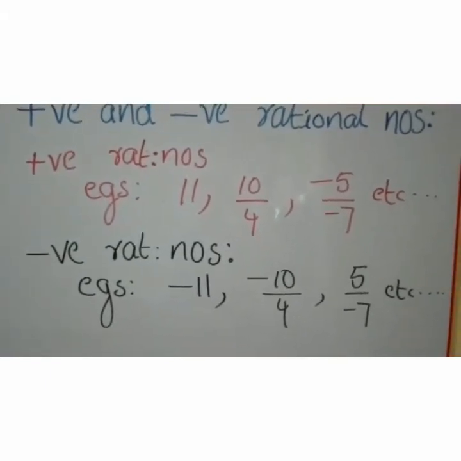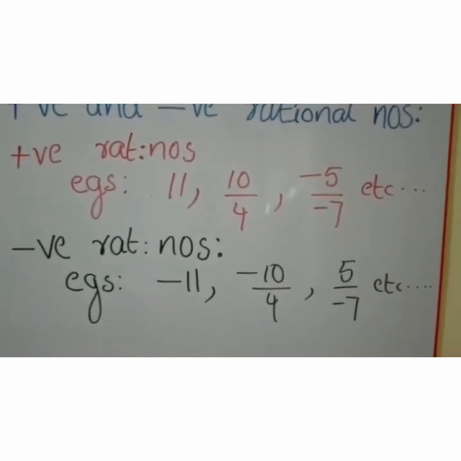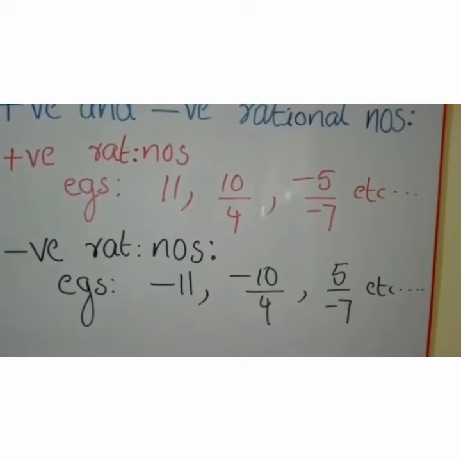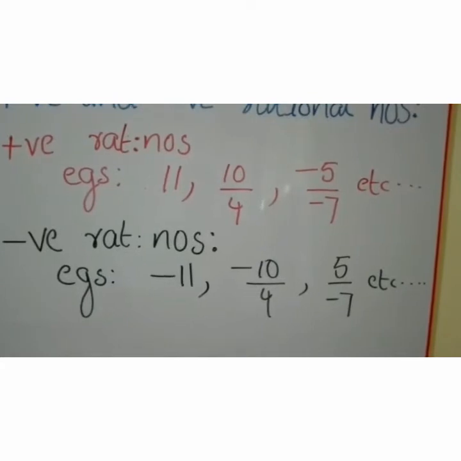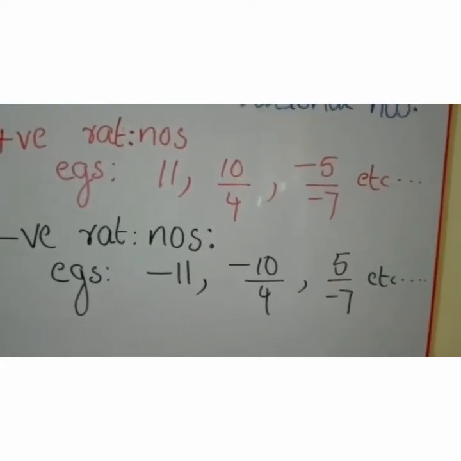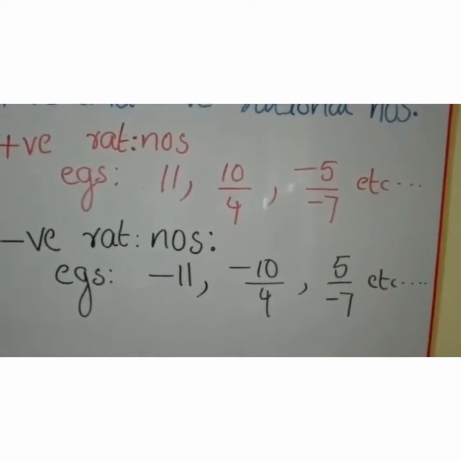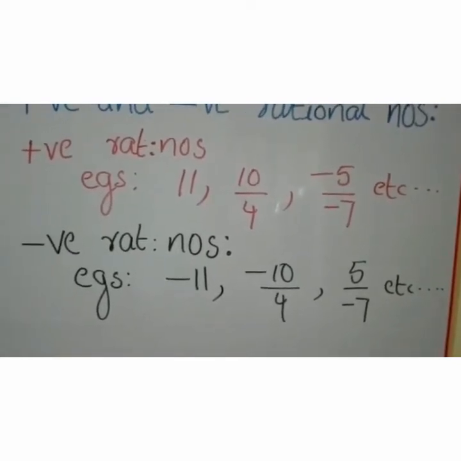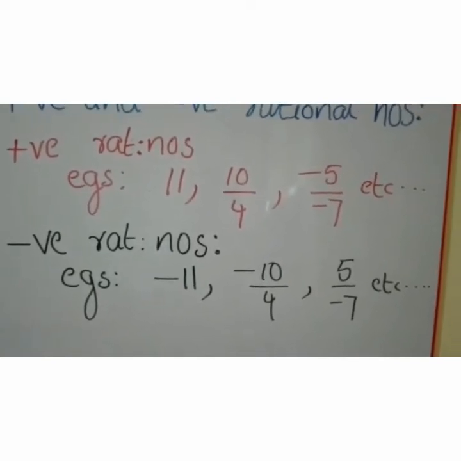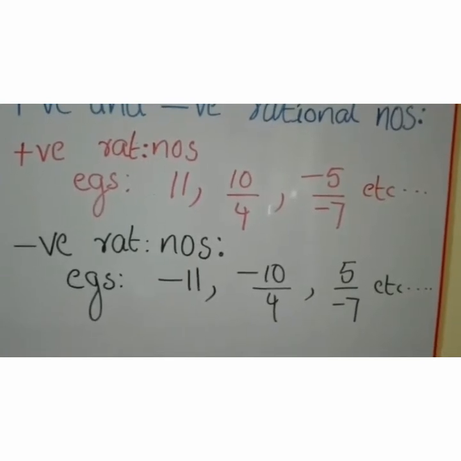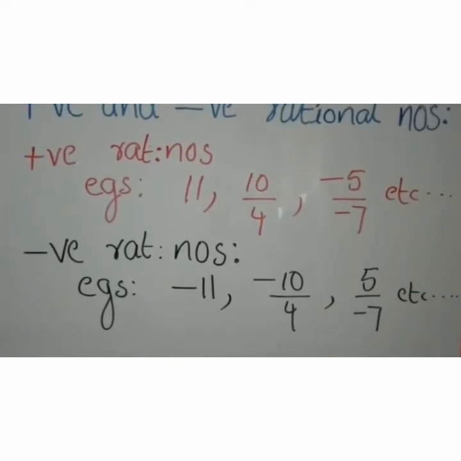In the case of negative rational numbers, negative 11, it is a negative integer. Negative 10 divided by 4, negative 10 is a negative integer and 4 is a positive integer. 5 by negative 7, negative 7 is a negative integer. So in this case you know that negative divided by positive or positive divided by negative is always negative. So here all these numbers, negative 11, negative 10 by 4, 5 by negative 7, all are negative rational numbers.